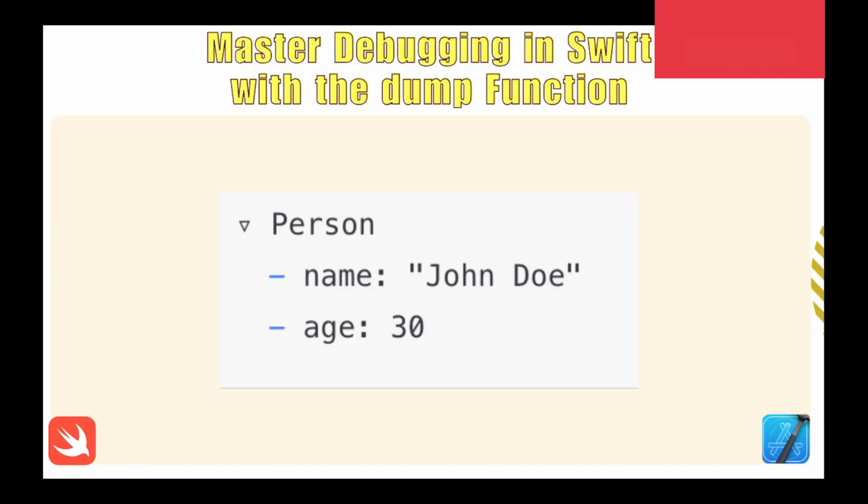The dump function in Swift is a powerful debugging tool that provides detailed information about an object's properties, types, and values. It's especially useful for inspecting complex data structures, classes, or enums. In this tutorial, we will explore how to use dump to better understand your objects during debugging.